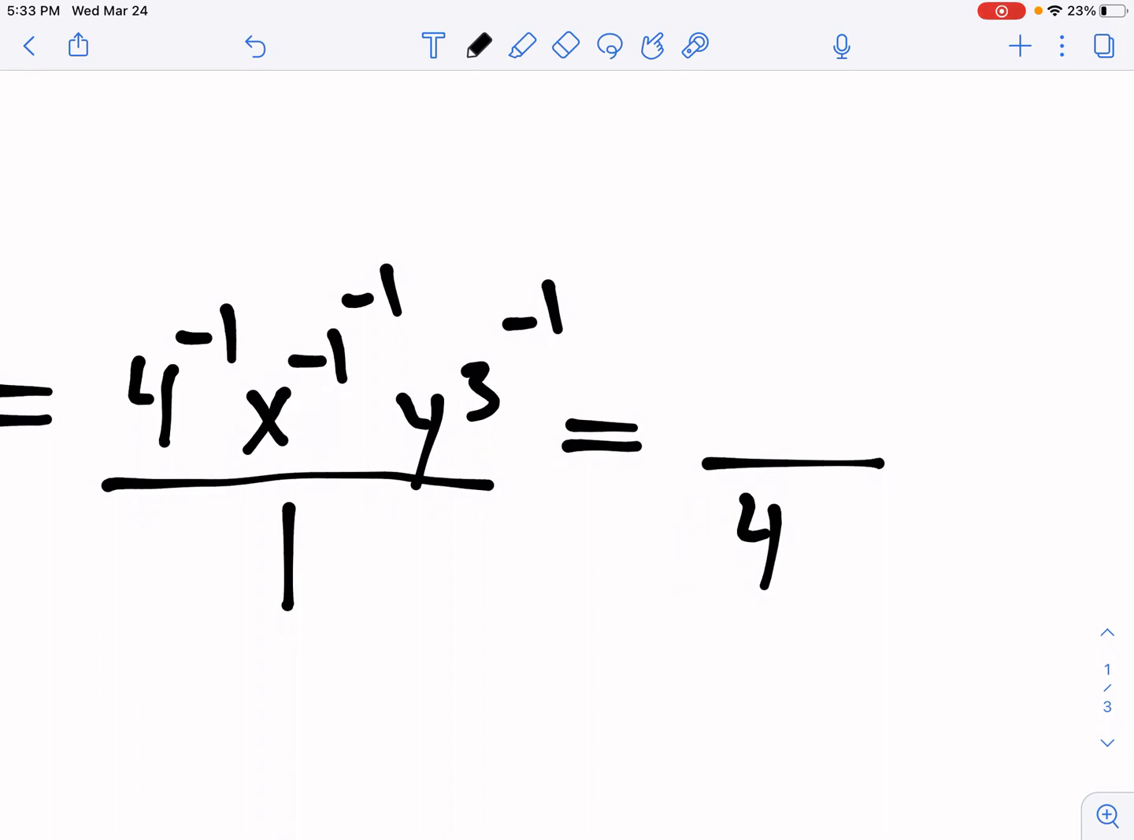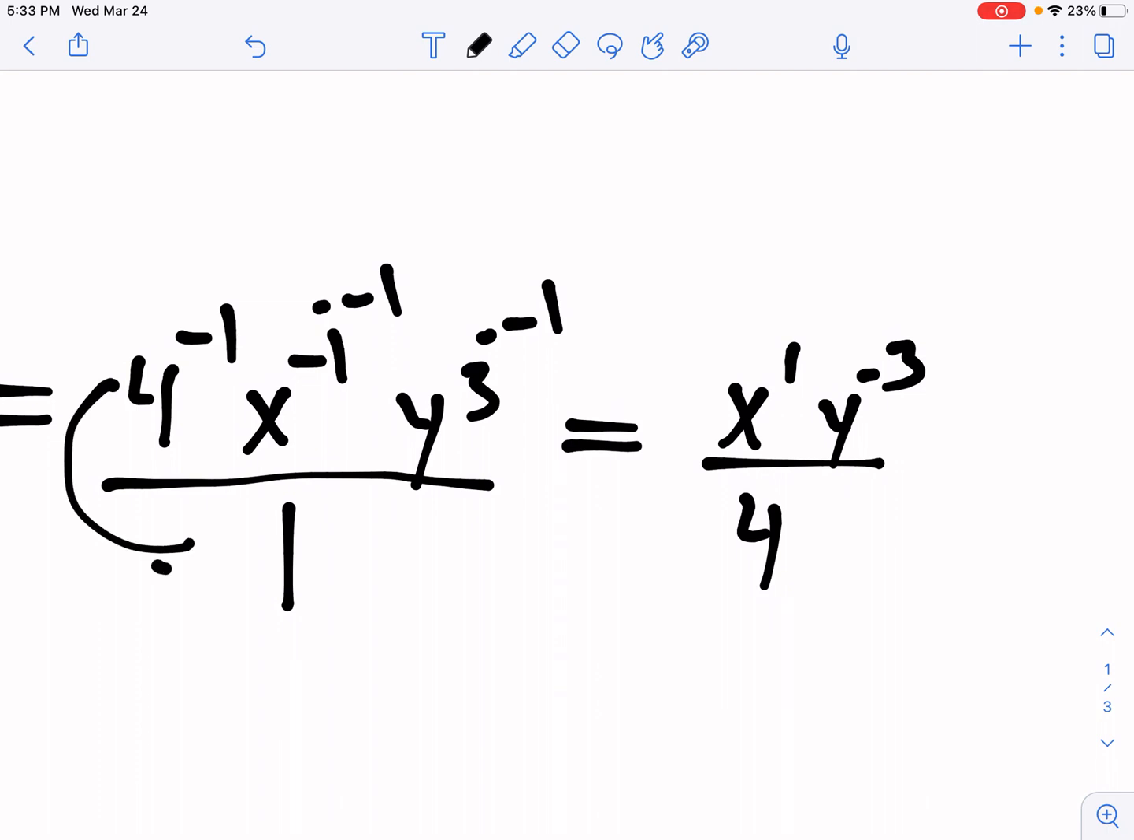Then we have x negative 1 times a negative 1. Well, what's a negative times a negative? A positive. What's 1 times 1? 1. So this is x to the first power, and then we have y to the 3 times a negative 1 would be negative 3, right? Okay, so we're close to being simplified.